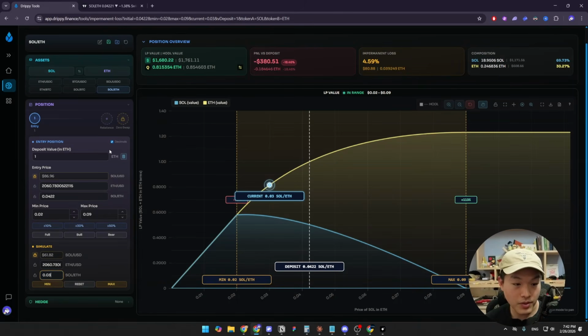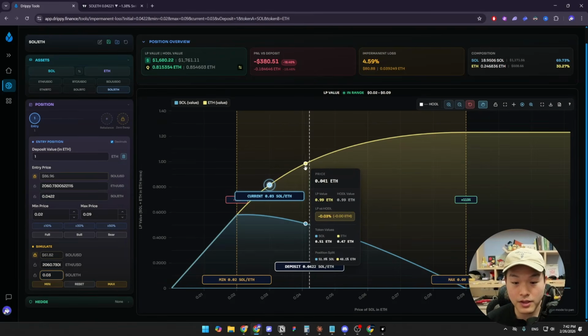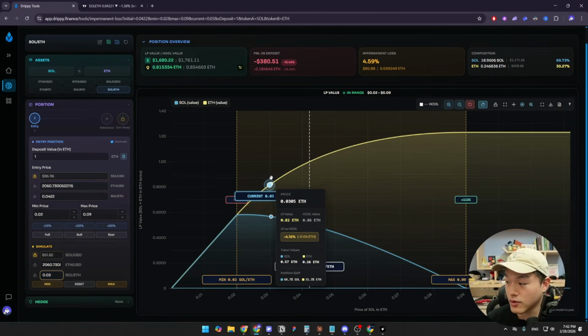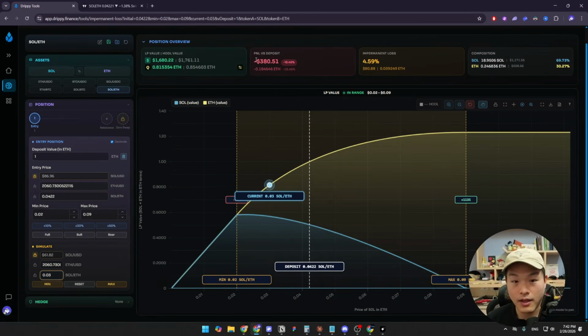So sim price 0.03, you can see because we are using ETH as the quote asset, you are going to be losing the ETH value here as SOL is underperforming ETH, right? So SOL is declining in value against ETH. You're down about 18% worth of ETH.